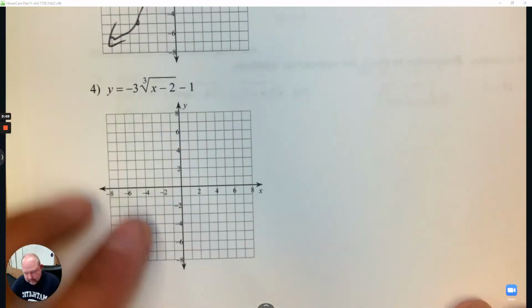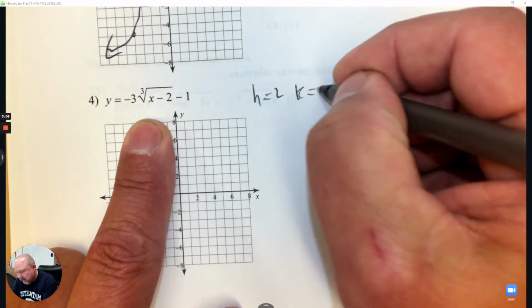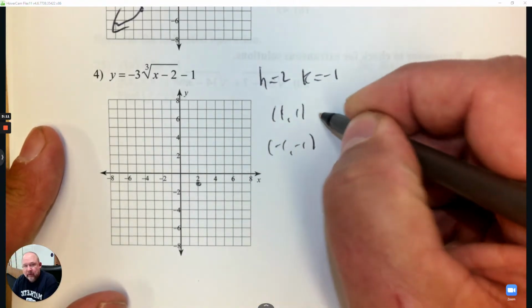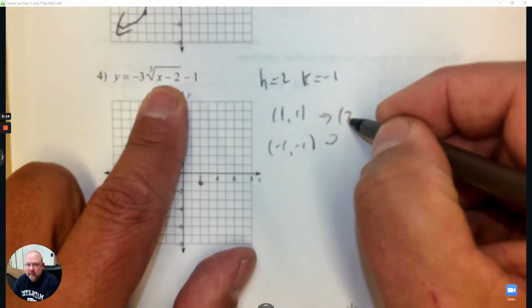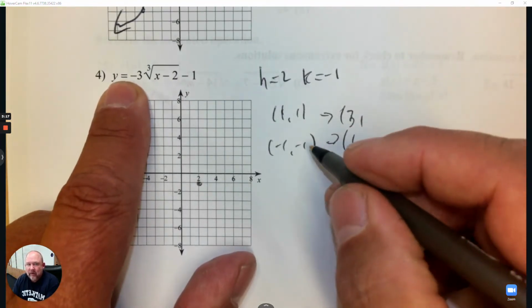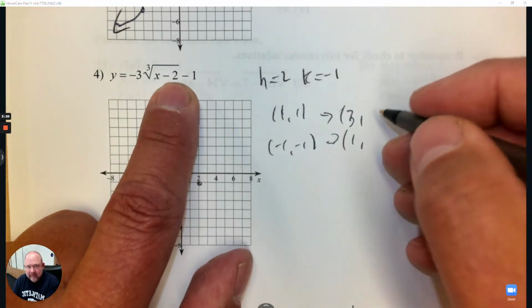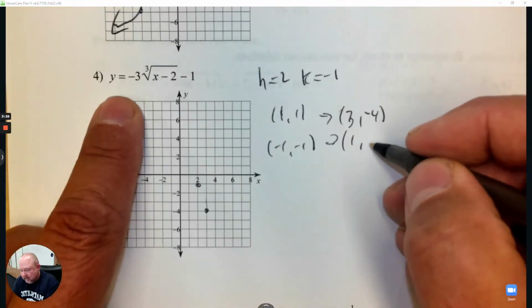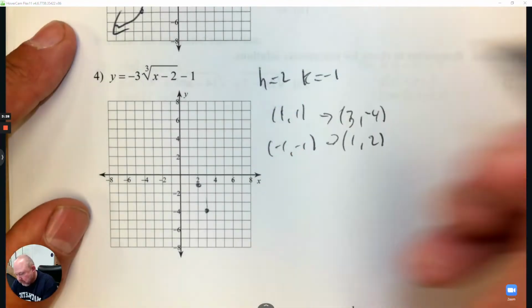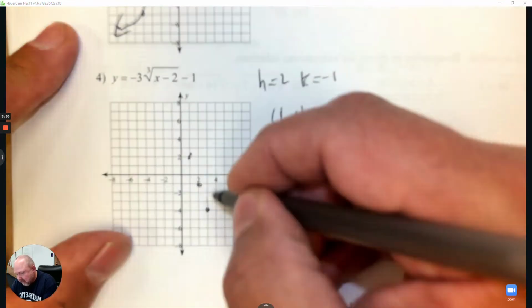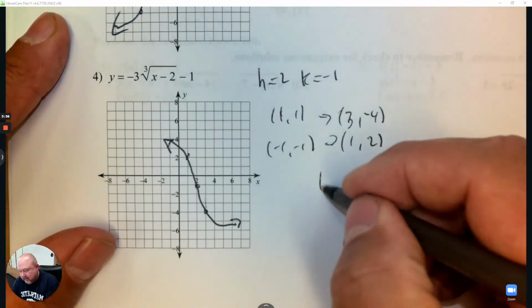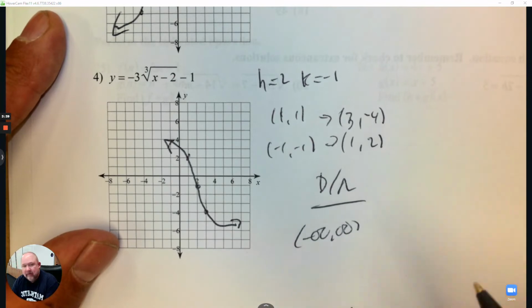Number 4, h, k, +2, -1. So 2 to the right, 1 down. We have 1, 1, and -1, -1. We're going to change these. So we're going to add 2. And then we're going to multiply. So 1 times -3 is -3. Take away 1 is -4. So it's 3, -4. And then the second one, negative times a negative, +3, take away 1. So that's 2. So 1, 2. And again, this is going to curve just like so. And this is going to curve like so. And you have your graph. Again, the domain and range don't change. It's all real numbers. All right, turn the page.